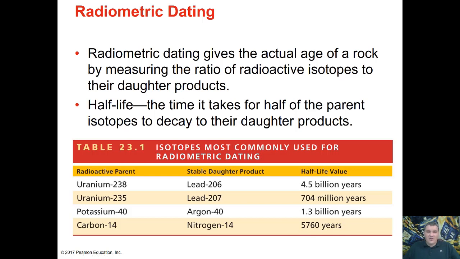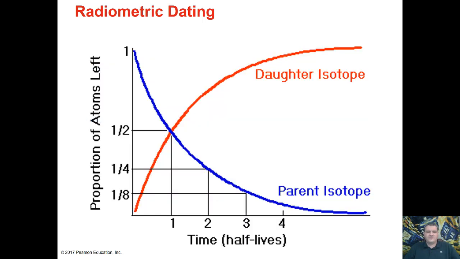Other things have much longer half-lives. For example, potassium-40 turning to argon-40 has a half-life of 1.3 billion years, and uranium-238 turning to lead-206 has a half-life of 4.5 billion years. So what this means is we can use different systems, different parent-daughter systems, for different ages.